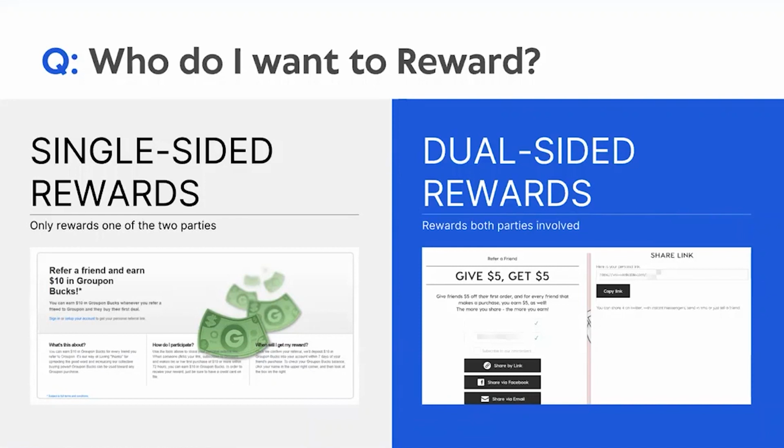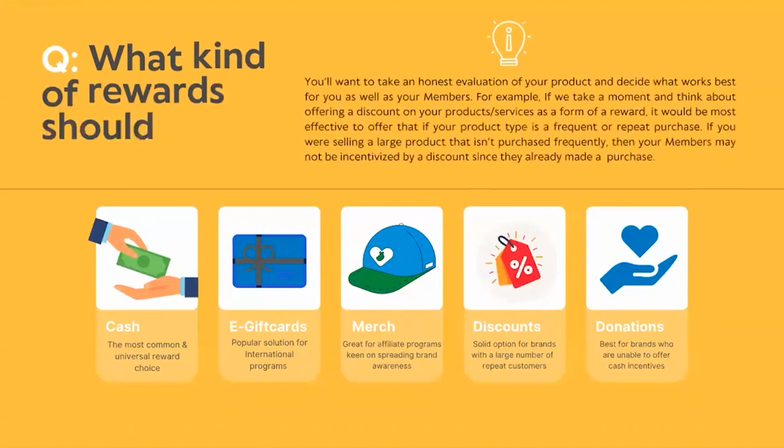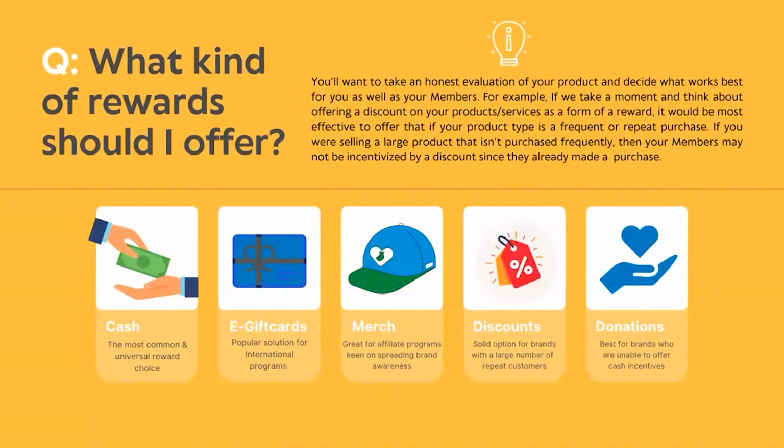If you are needing to reward anyone less, usually you can remedy that with what you're offering. So there's a lot of different types of rewards. Usually we see them broken up into these categories you see on your screen here. And before I go into any of these, general rules of thumb: really take an honest evaluation of your product. Think about your customers, your company, and really think about what works best for you.